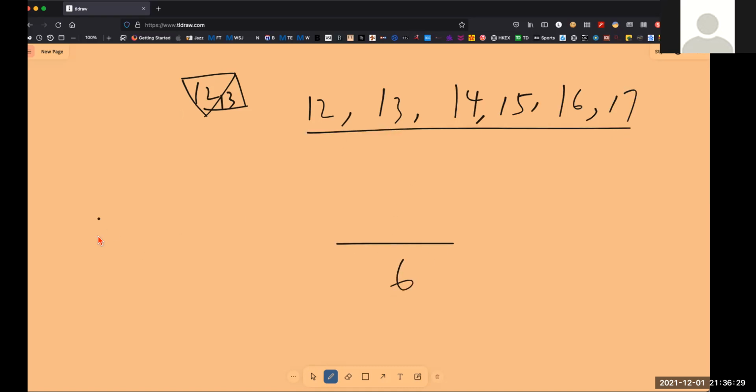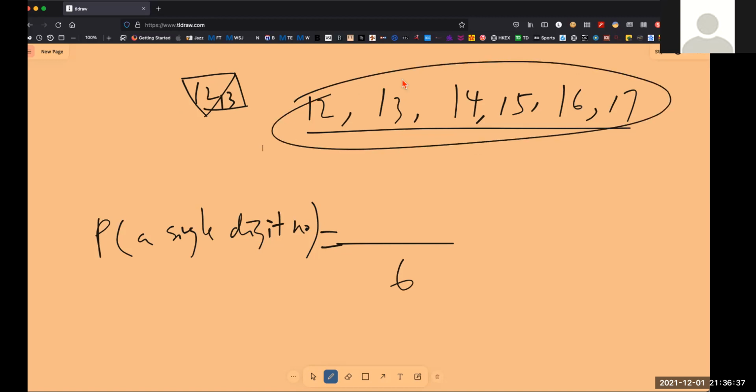By the way, can I ask you 12, 13, 14, 15, 16, 17? So you have 6 of them, right? So the probability of getting a single digit number. Are there any single digit numbers out of this? No. So you put 0 on top. So the answer is 0. All right, so the probability is 0.